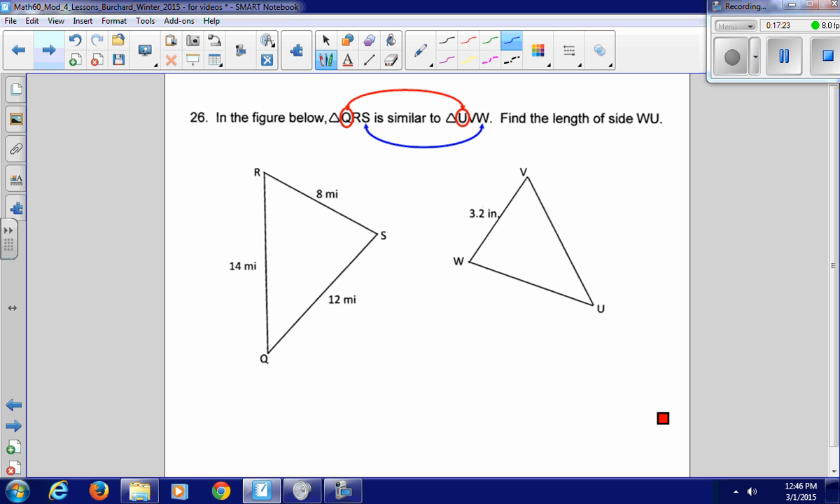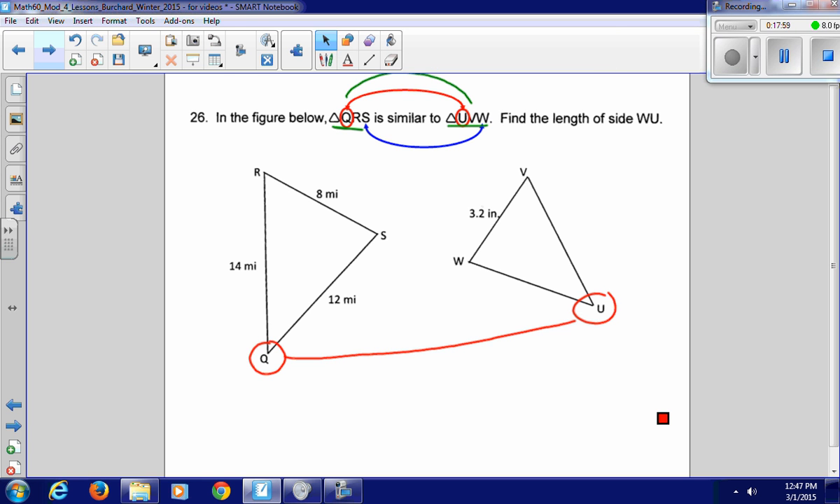So the order of the letters in the name of the triangle matters. And so if you look at the red one, when I have QRS corresponding to UVW, that means that Q corresponds to U. So I'm going to use the red that I have there. So Q goes with U. And then if you look at my blue, S goes with W.